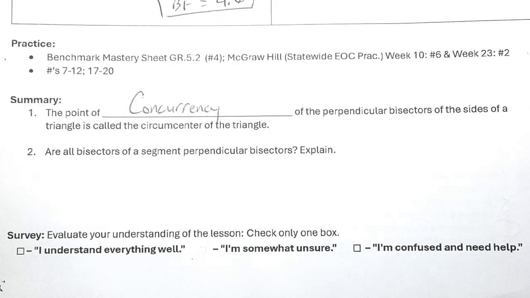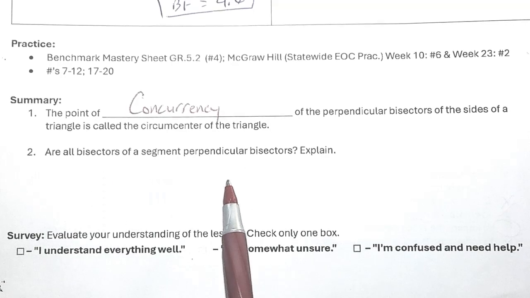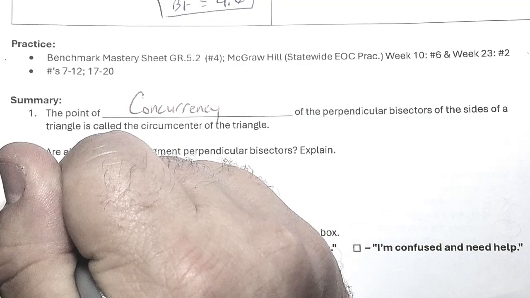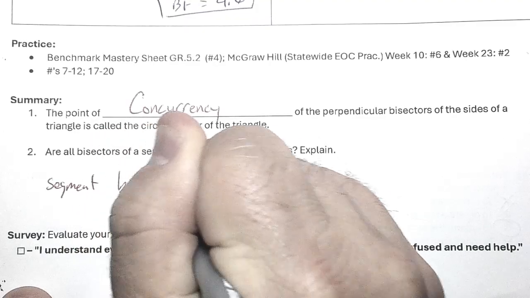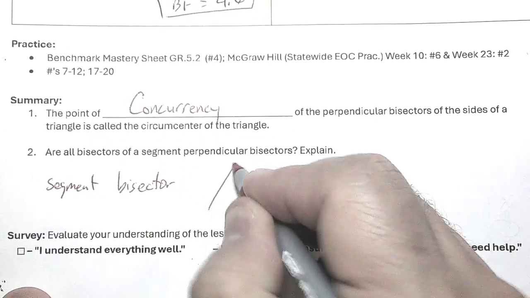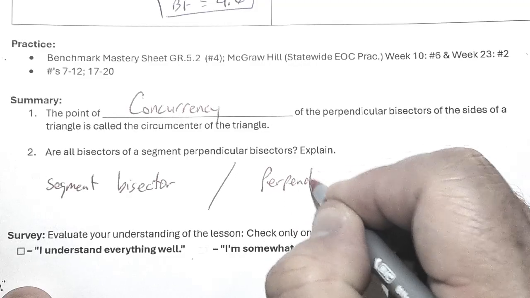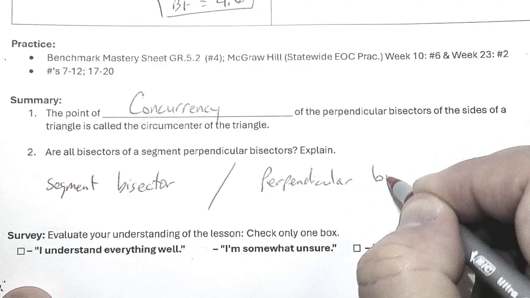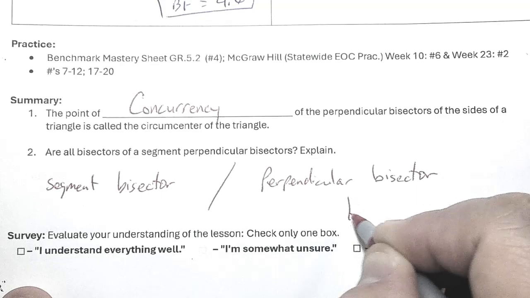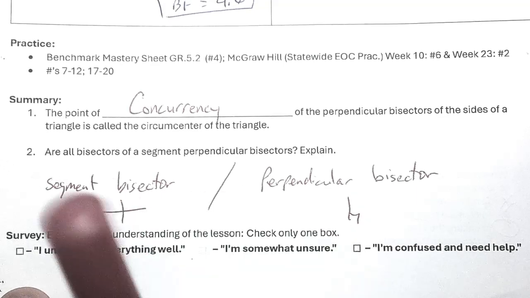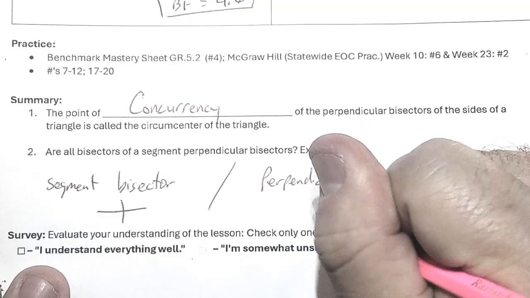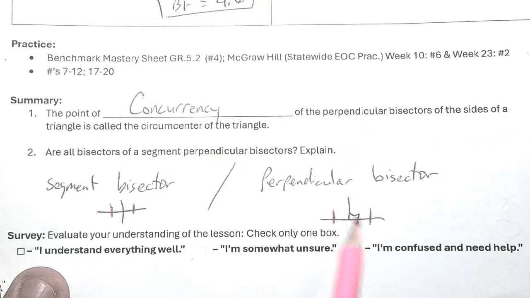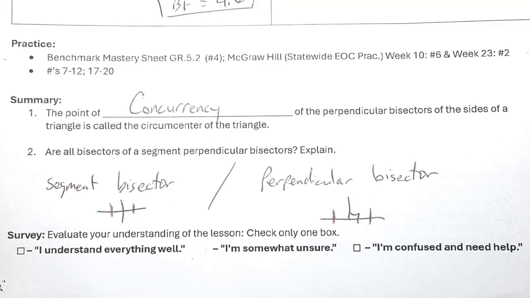So you can bisect a segment without it being perpendicular. You can have a segment bisector that just bisects the segment, and then you also have the perpendicular bisector, which bisects the segment at a 90-degree angle. So this one just splits it in half, and this one, they both split them in half, but this one splits them in half at a right angle. This is slanted, if that makes sense.